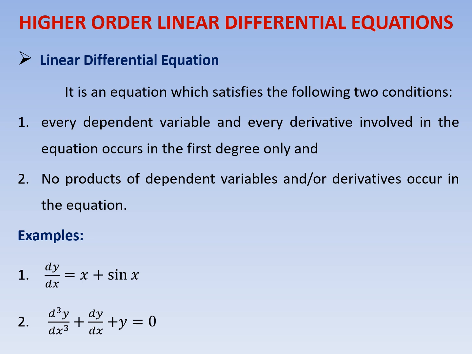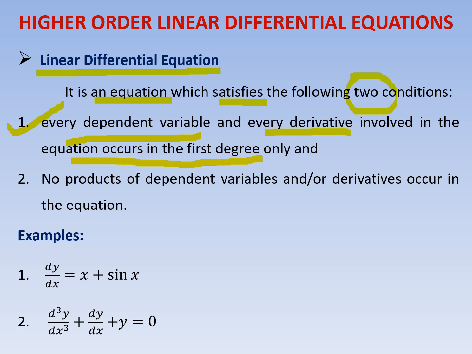Next definition, linear differential equation. It is an equation which satisfies the following two conditions. First condition, every dependent variable and every derivative involved in the equation occurs in the first degree only. It means in the equation, all the dependent variables and its derivatives must have degree 1. Second condition, no products of dependent variables and or derivatives occur in the equation.